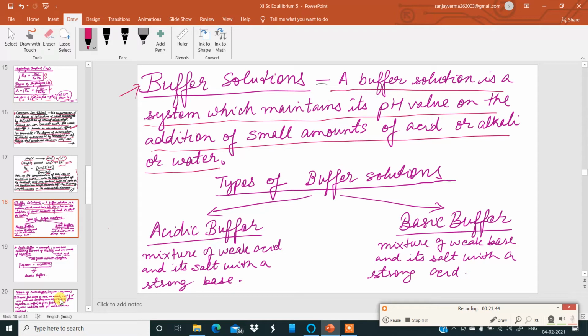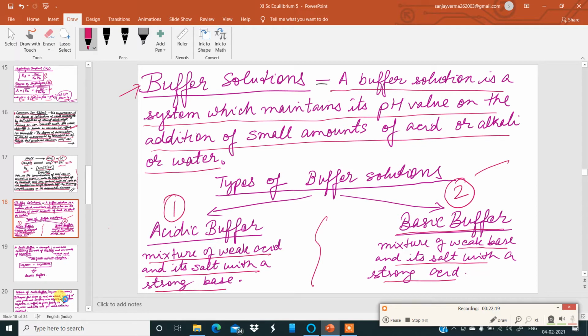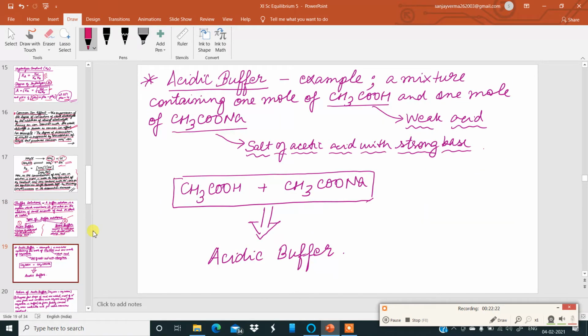There are basically two types of buffer solutions. The first one is called acid buffer and the second one is called basic buffer. Now what is an acid buffer? An acid buffer is a mixture of weak acid and its salt with a strong base. I repeat once more, an acid buffer is a mixture of weak acid and its salt containing a strong base. Now a basic buffer is a mixture of a weak base and its salt with a strong acid. Let us do this in much more detail, one by one.